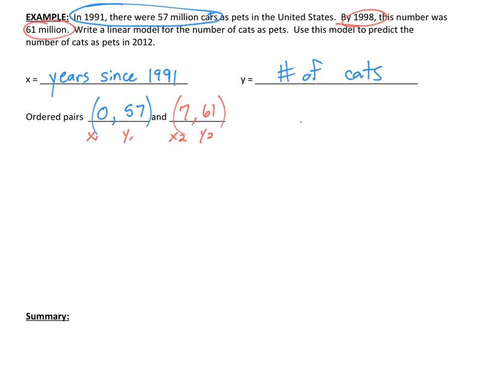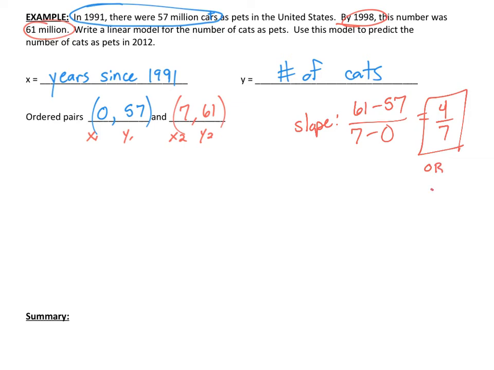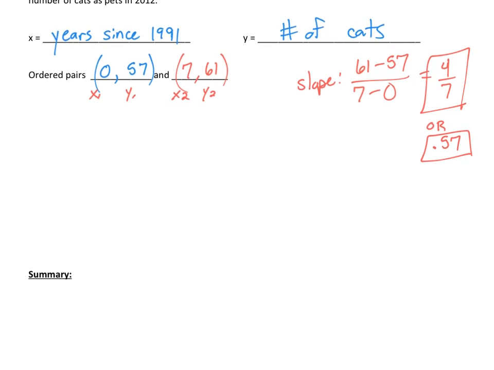So first, we have to find the slope. The slope would be 61 minus 57 divided by 7 minus 0. So our slope will be 4 over 7, or 0.57 roughly. You can use either one, 4/7 or 0.57. So if the slope is 0.57 or 4/7, now we've got to write our equation.